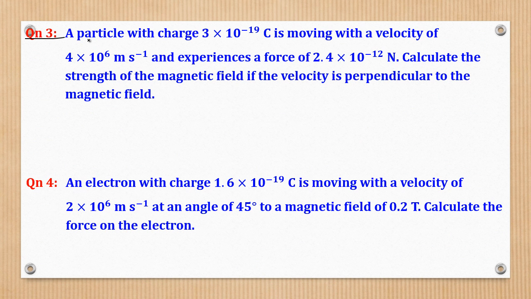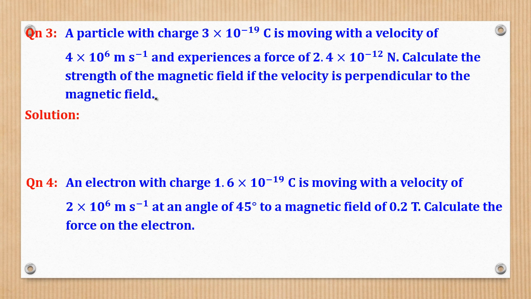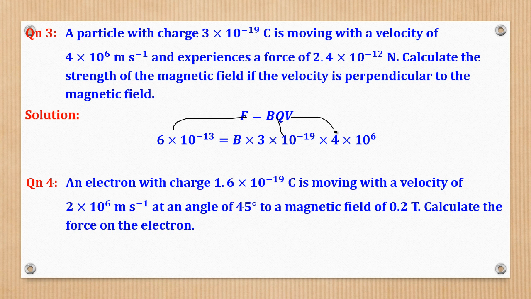Then question 3 says, a particle with this charge is moving with this velocity and experiences this force. Calculate the strength of the magnetic field, that is now the flux density, if the velocity is perpendicular to the magnetic field. Perpendicular means we use BQV, then substitute for the force, the charge, and the velocity. You remain with B as the only unknown, so you can make it the subject, and that's what they wanted.